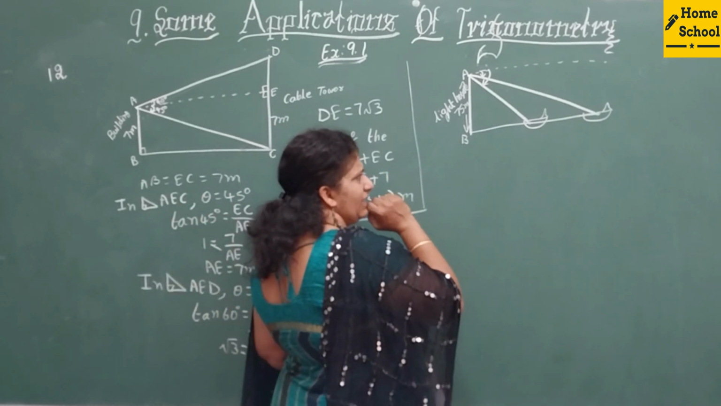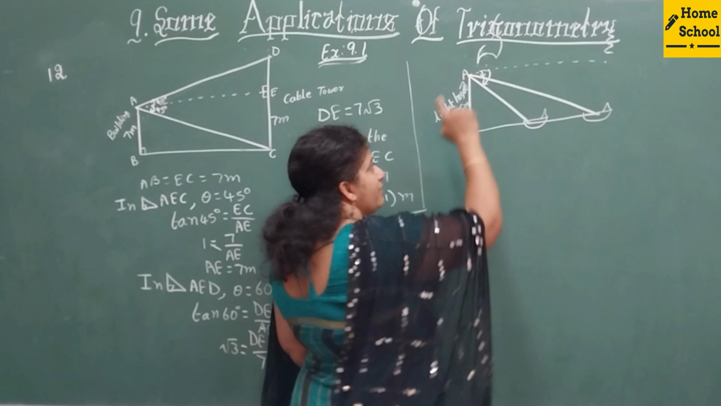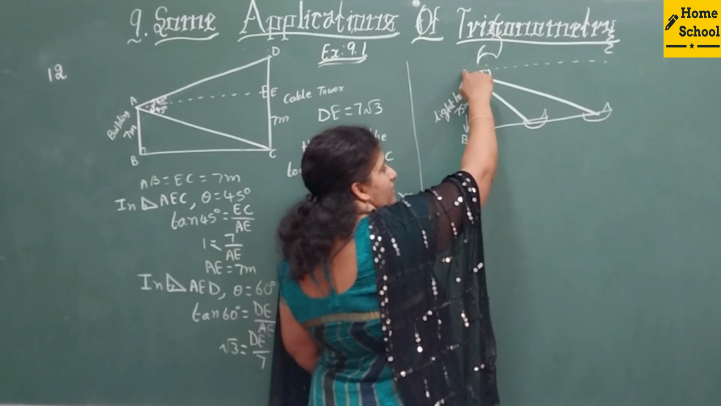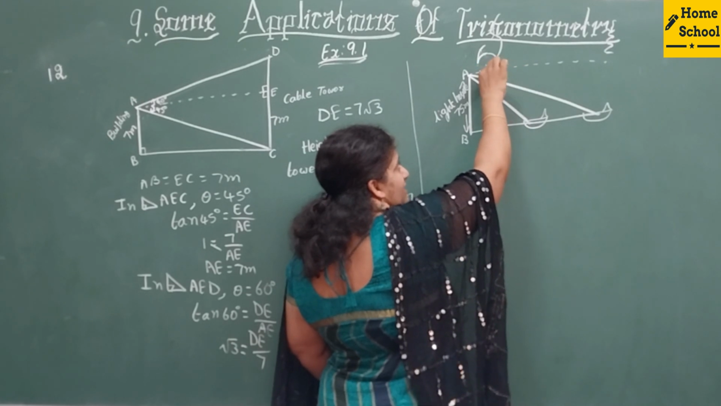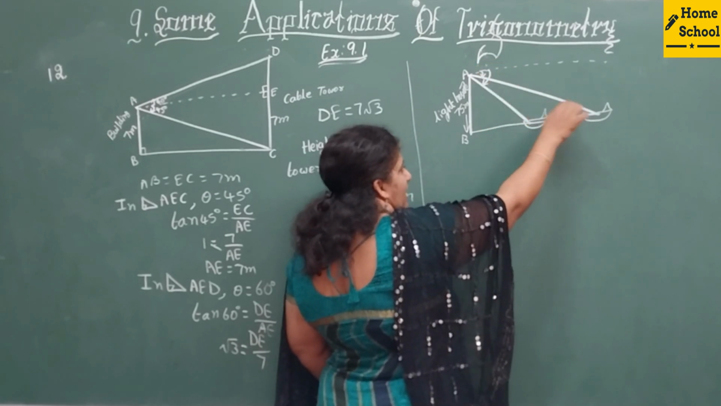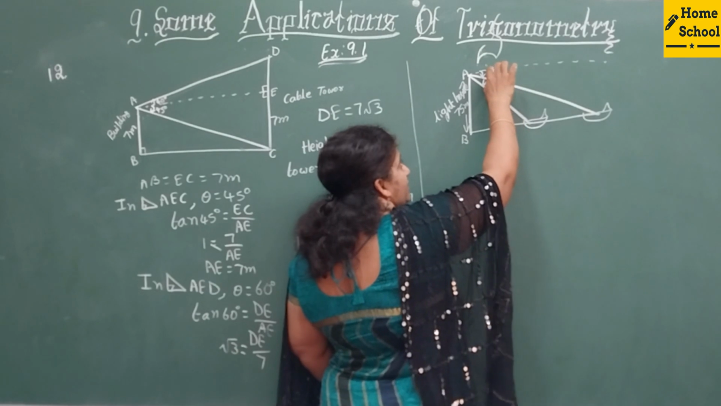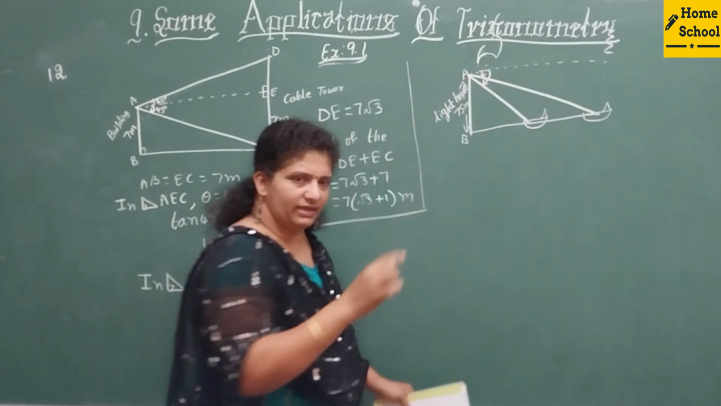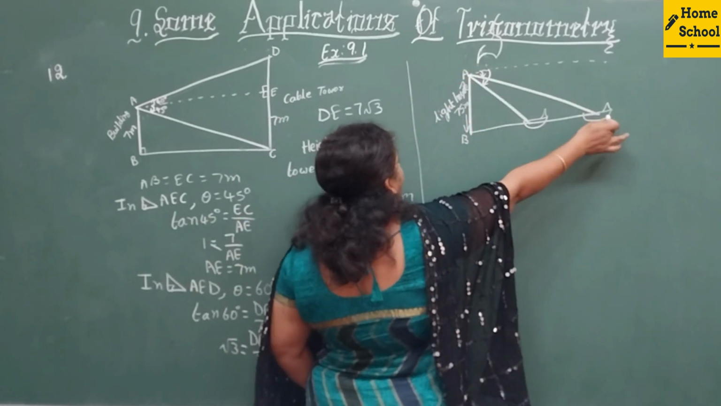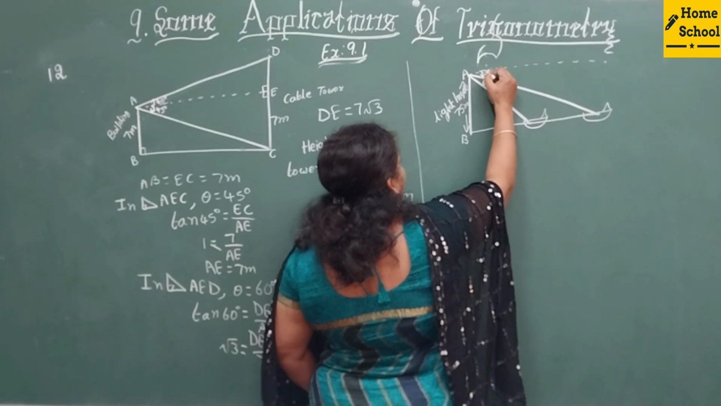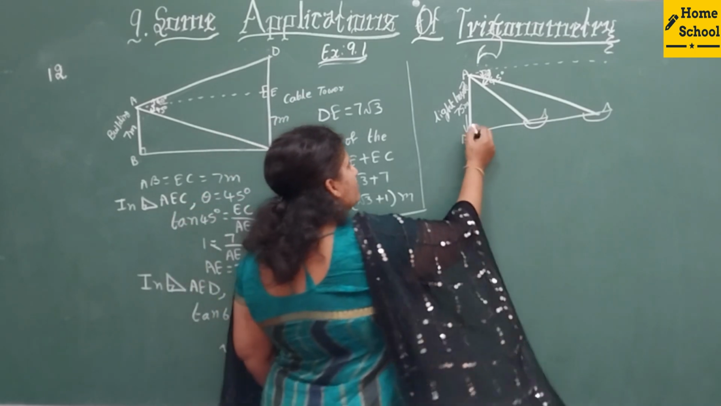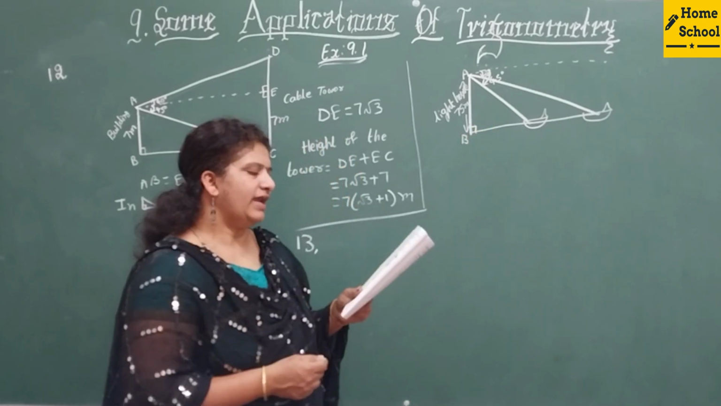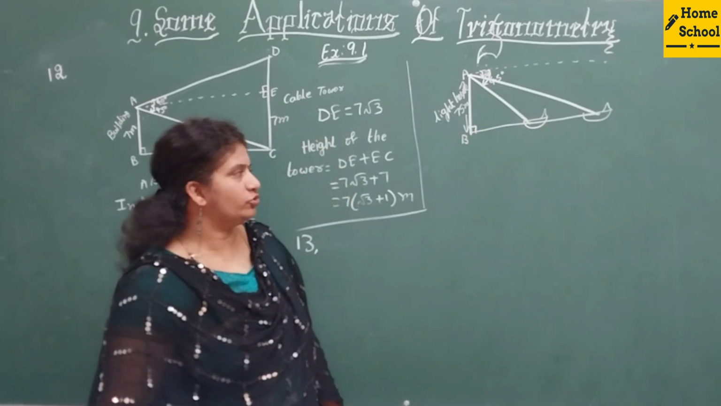So which is 30 degree and which is 45 degree, children? From top of the lighthouse, which is nearer? This ship is nearer and this is farther. So nearer ship will have bigger angle. So this farther ship is 30 degree and nearer ship is 45 degree. And lighthouse is perpendicular. Find the distance between the two ships.